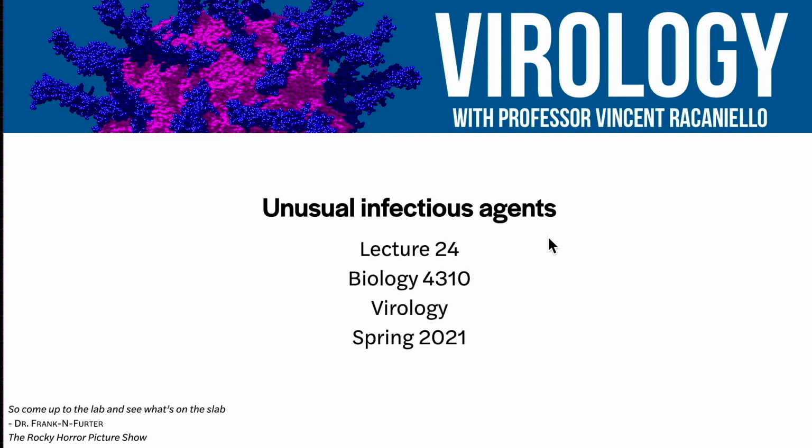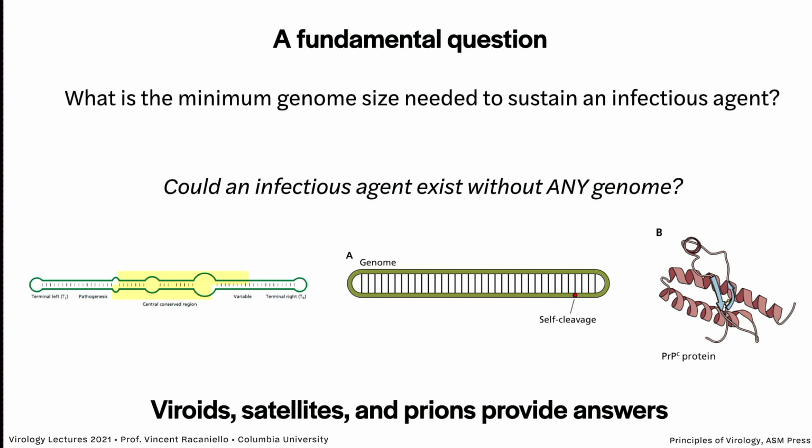And if there's anything that connects all the things we're going to talk about today, it's this. I don't think you have to connect it all, but if you had to, it answers this question. What's the minimum genome size needed to sustain an infectious agent? Or maybe even more interestingly, could an infectious agent exist without any genome at all? And what we'll talk about today are viroids, satellites, and prions. And they're going to answer these questions.